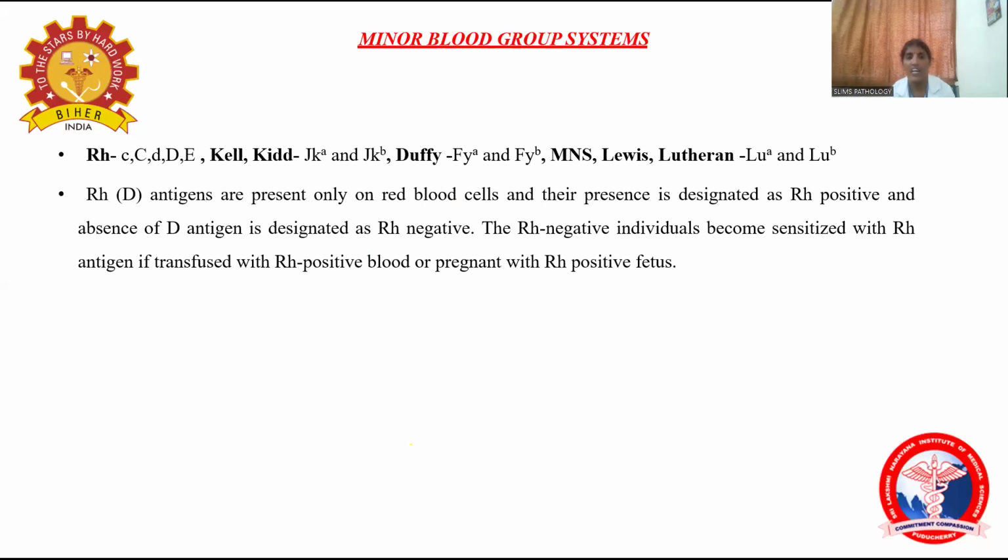This RH actually doesn't come under minor, but RHD antigens are present only on red cells, and their presence is designated as RH positive and absence is called RH negative. But I said the exception to Landsteiner's law is RH. So RH negative individuals become sensitized to the RH antigen if transfused with RH positive blood or pregnant with an RH positive fetus. So they can get exposed to this antigen.